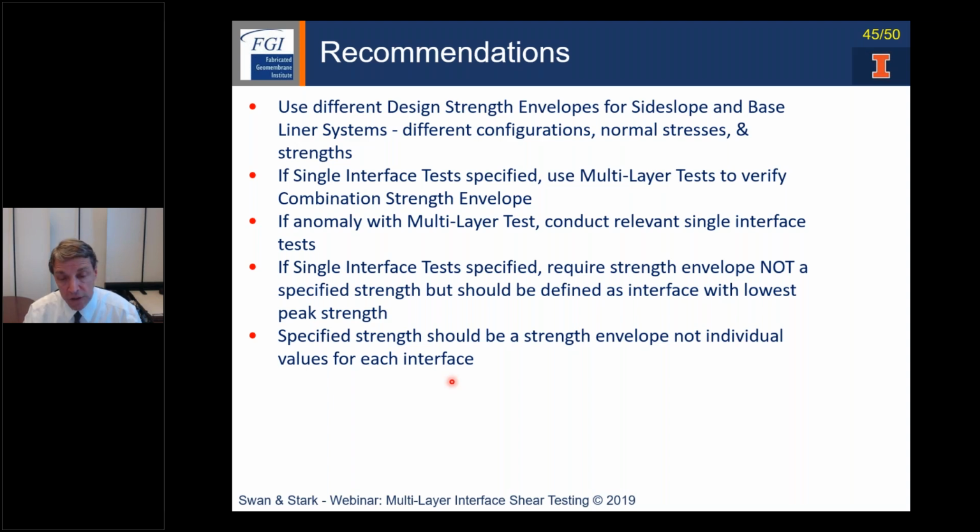If single interface tests are specified, require a strength envelope, not a specified strength. Put the entire envelope in the specifications and then have the suppliers meet that strength envelope because the envelopes are stress dependent. Okay, and that's the last recommendation as well.